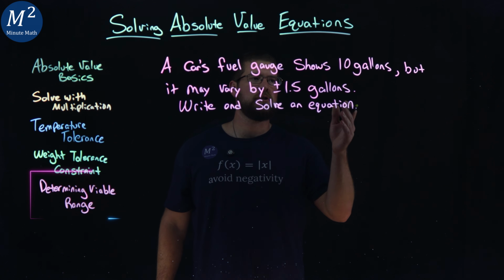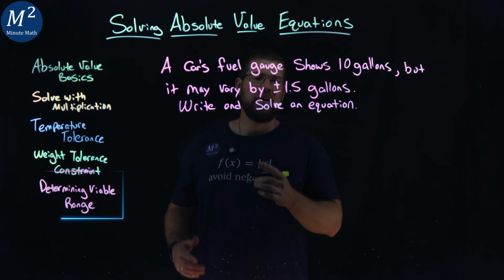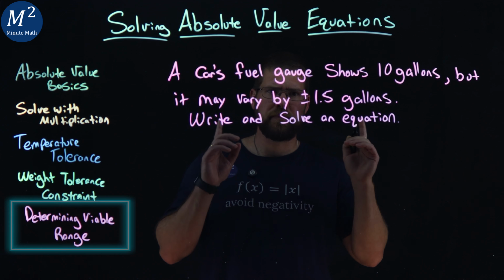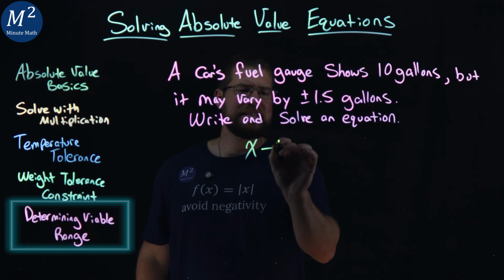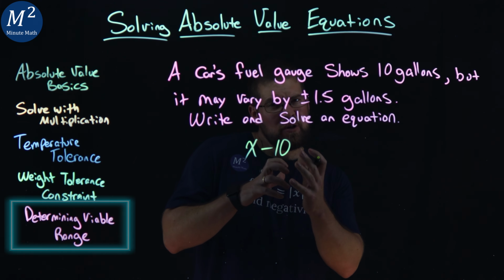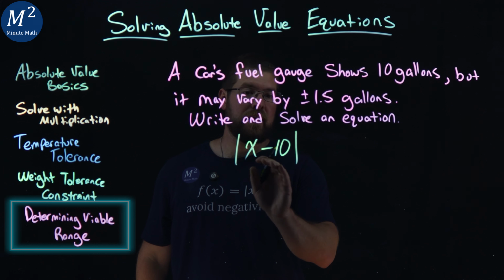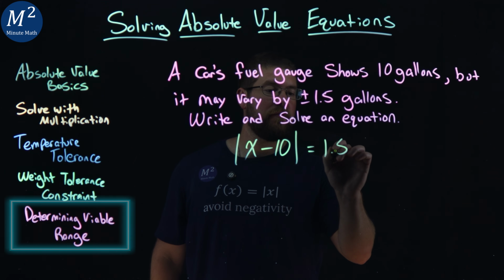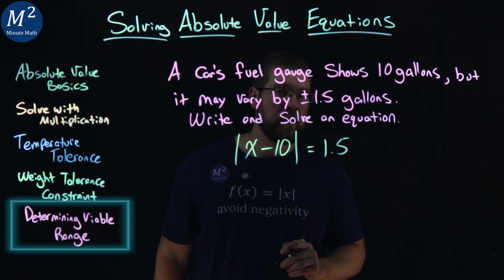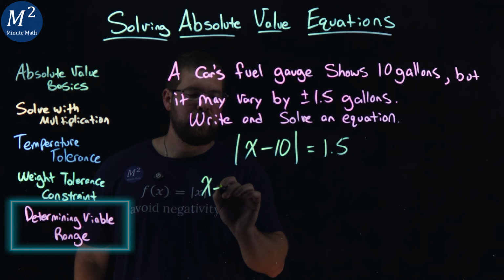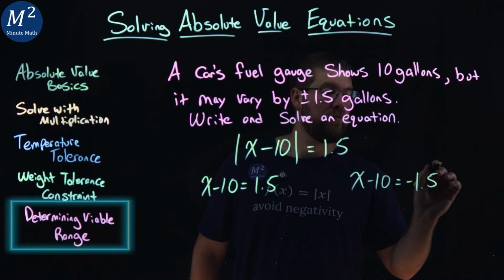A car's fuel gauge shows 10 gallons, but it may vary by plus or minus 1.5 gallons. Write and solve an equation. Okay. Let's let x represent the amount of fuel that can be in the car. If we subtract 10 gallons, this should tell us, which should be within that range of plus or minus 1.5. So to show that, we're going to put an absolute value around the x minus 10, and that's equal to a positive 1.5. The plus or minus will happen when we separate this and solve each one individually. We now have an equation, so let's solve this. We take x minus 10 equals a positive 1.5, and x minus 10 is equal to a negative 1.5.